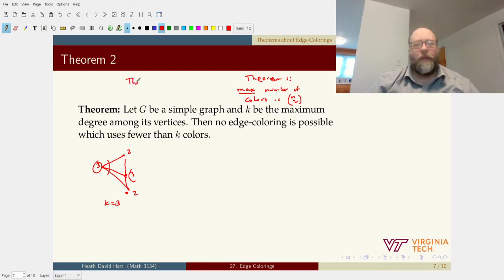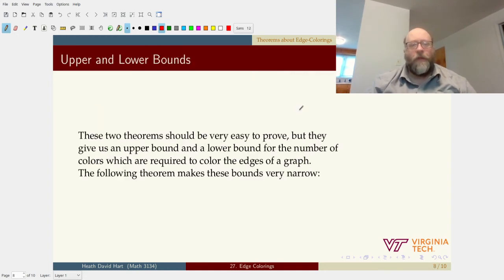But this other theorem here says that the minimum number of colors is this value K, where K is the maximum degree. And so we know the minimum number of colors allowed and the maximum number of colors allowed. But these values could be pretty far apart. So these 2 theorems should be pretty easy to prove, but they do give us an upper bound and a lower bound for the number of colors that are required to color the edges of the graph.